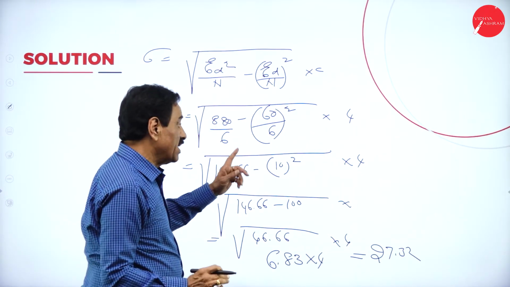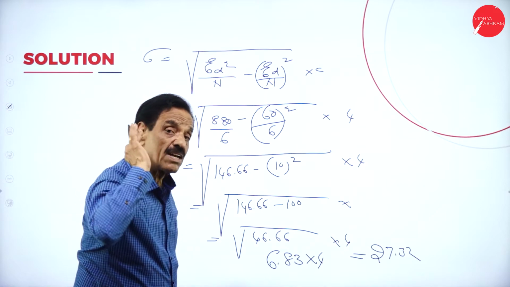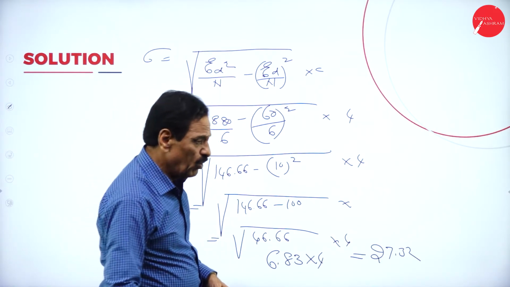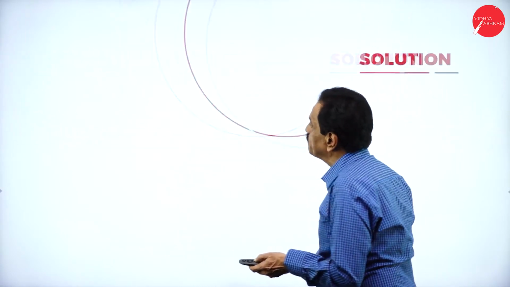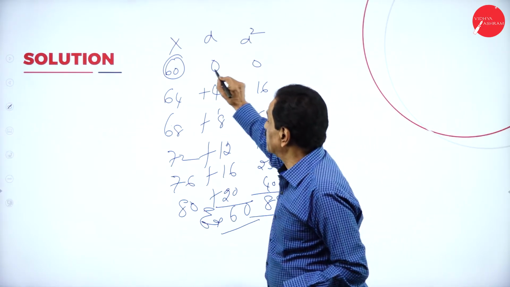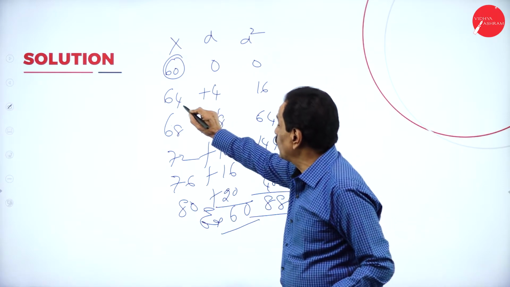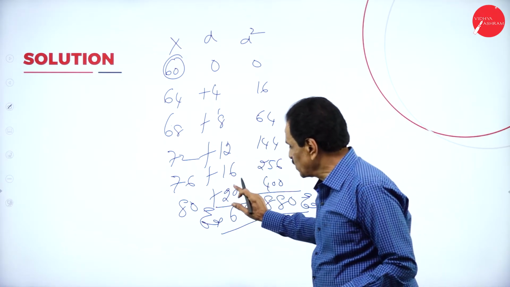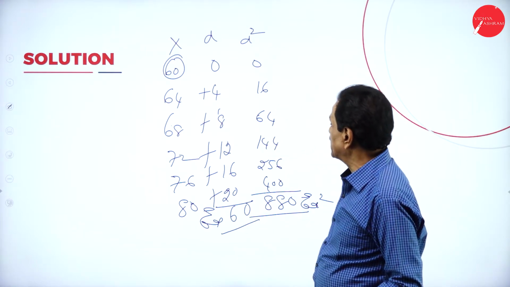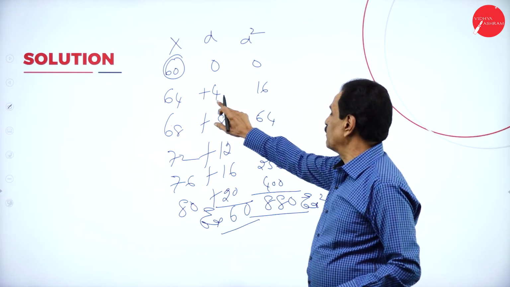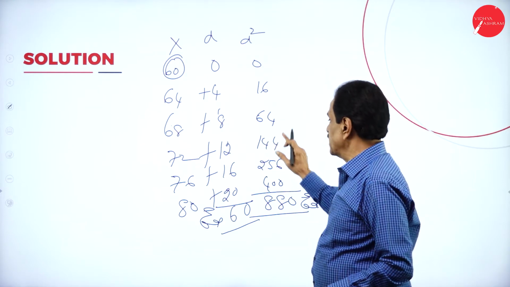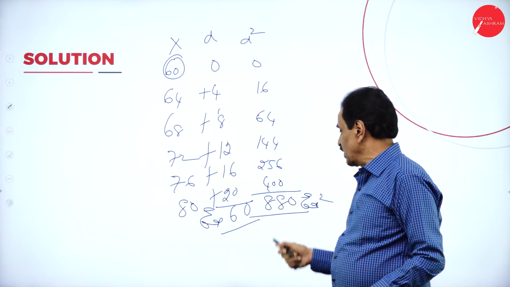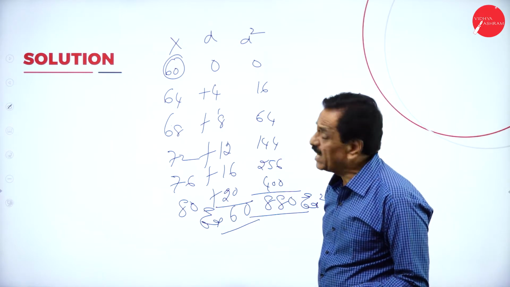Now, why have you taken C? Class intervals are equal. How much equal is there? 4. What is the step to follow? I will explain once again. I took 60 as a standard number. 4 more, 8 more, 12 more, 16 more, 20 more. Square of this number: 4 square is 16, 8 is 64, 12 is 144, 16 is 256, 20 is 400. If you add the figures, it becomes 880.